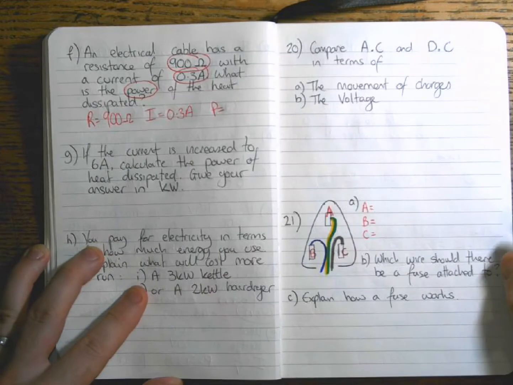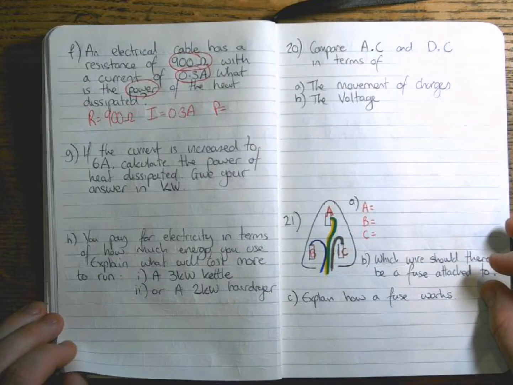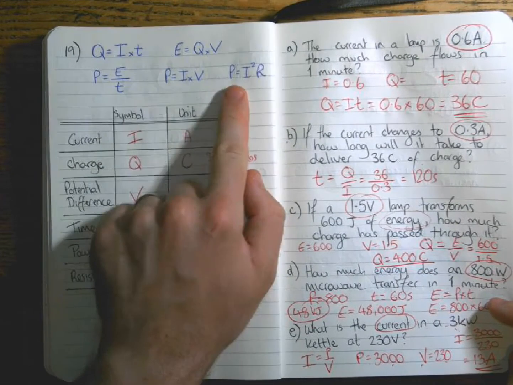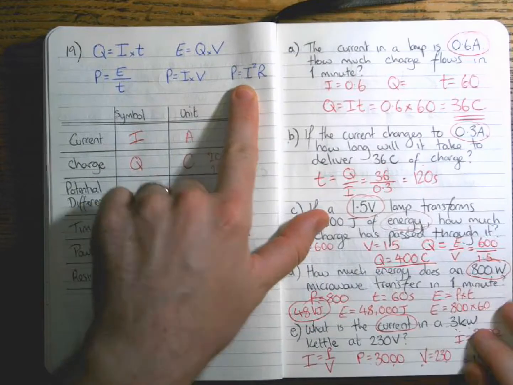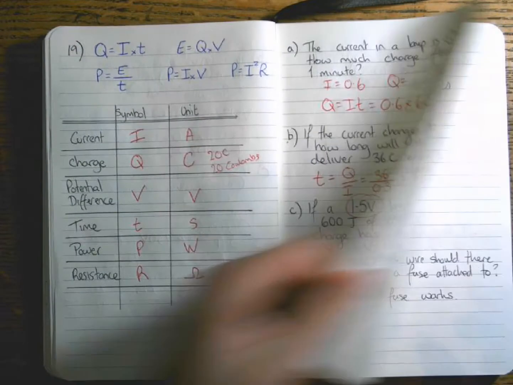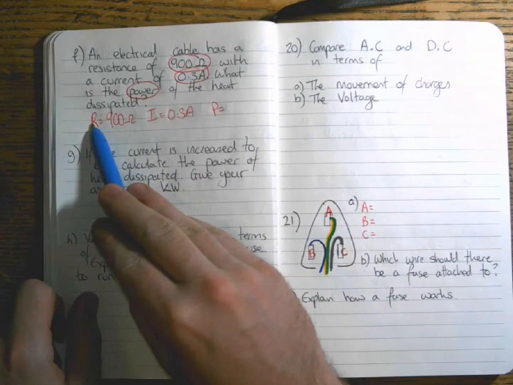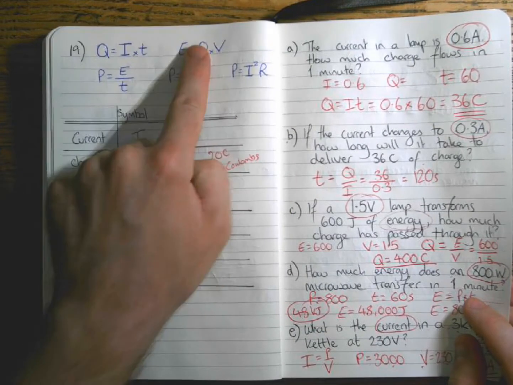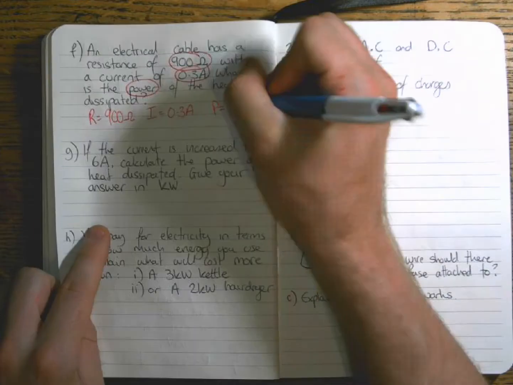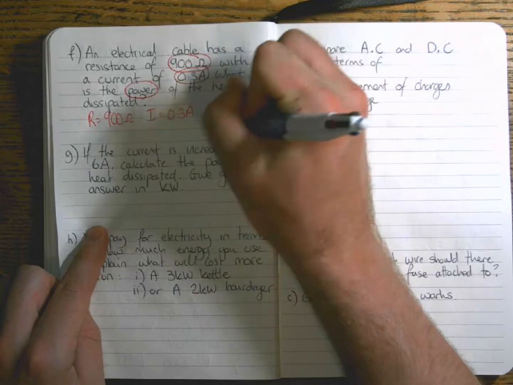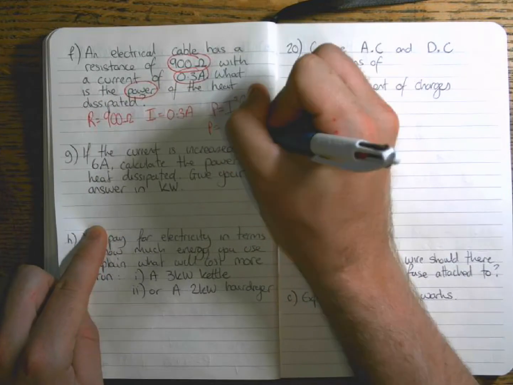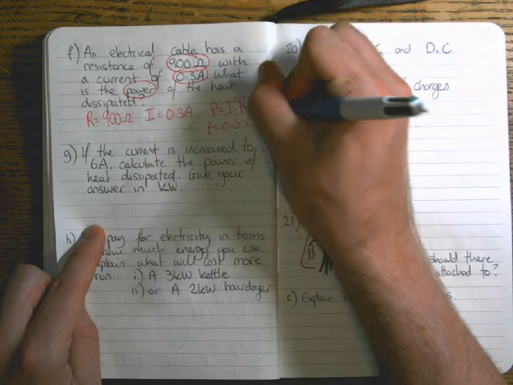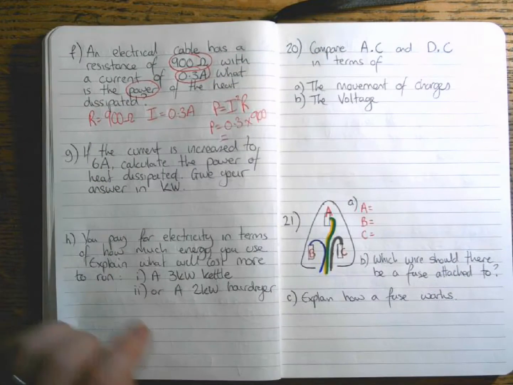This time I don't have the power. Looking at our equation, we're going to have to use this one, P equals I squared R, because we've got I, we've got R, but we need P. None of these other ones fit. So I squared R, which means P equals I is 0.3 and R is 900. Put that in the calculator.